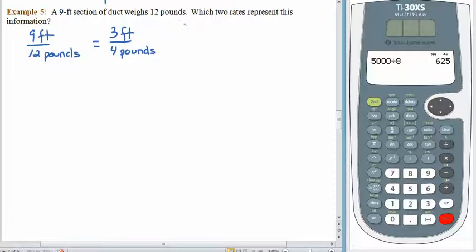So we can say that 3 feet of duct weighs 4 pounds. If we kept on going, we would get what's called a unit rate, and we'll talk about that in a little bit. 3 divided by 4 is 0.75. Now let's just write it down anyway. Why not?